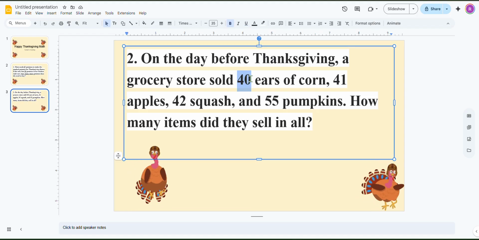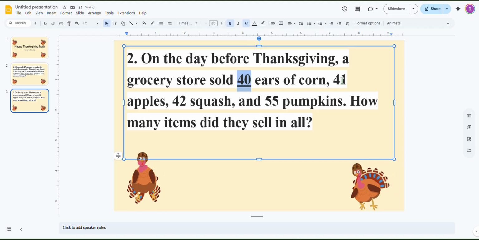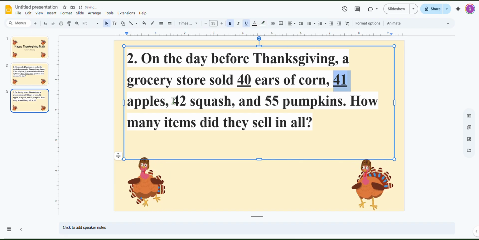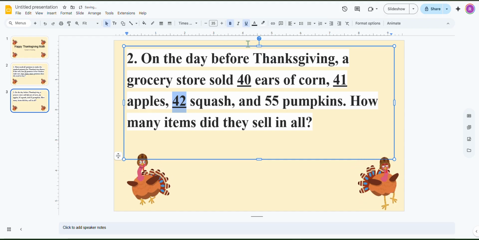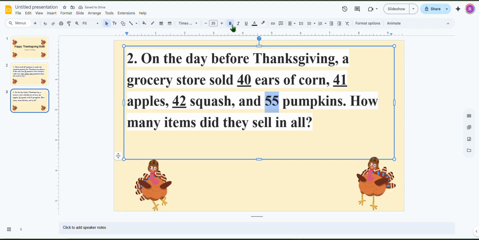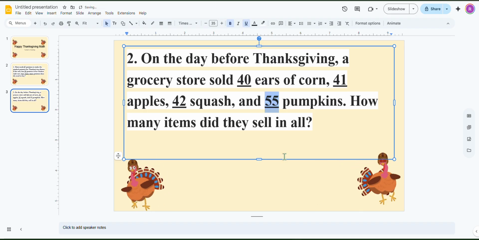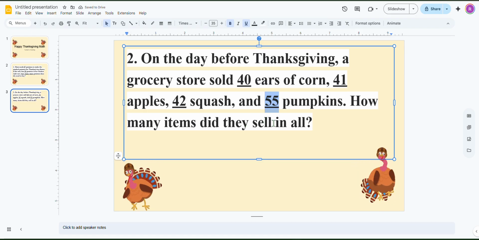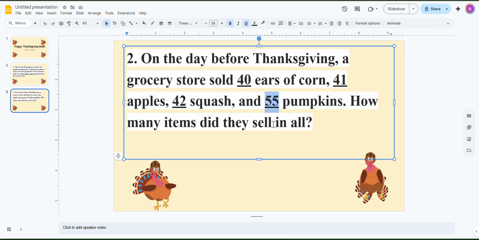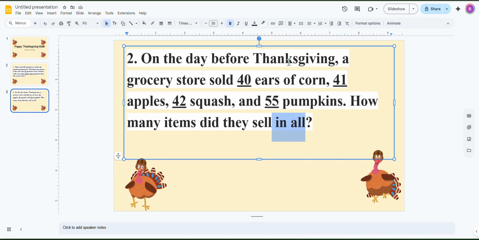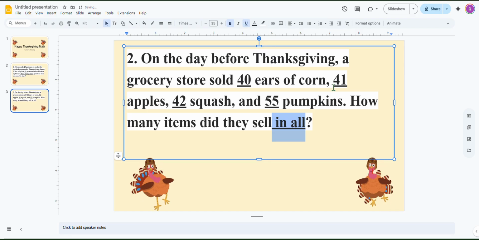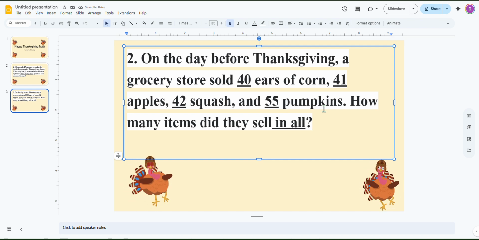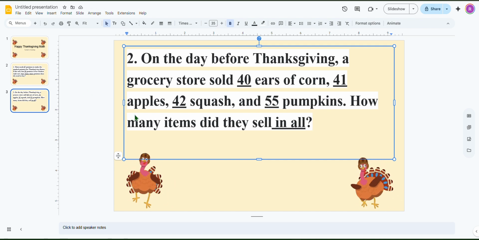Well, first and foremost, I'm going to underline each number. So I have 4 things. And the thing is sell and all. So I'm going to leave out the sell. You could combine it, but I'm going to leave it out. And my main key phrase is this, in all. So when I'm looking at something that says in all, that usually means addition. So I'm adding up these 4 numbers.